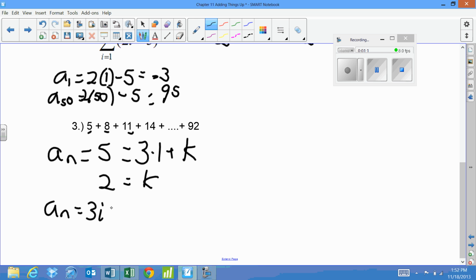3i plus, and then 2 for my k. So let's try that. If I plug in a 2, I get 6 plus 2, which gives us 8. If I plug in a 3, I get 9 plus 2, which is 11. So that is our correct formula.